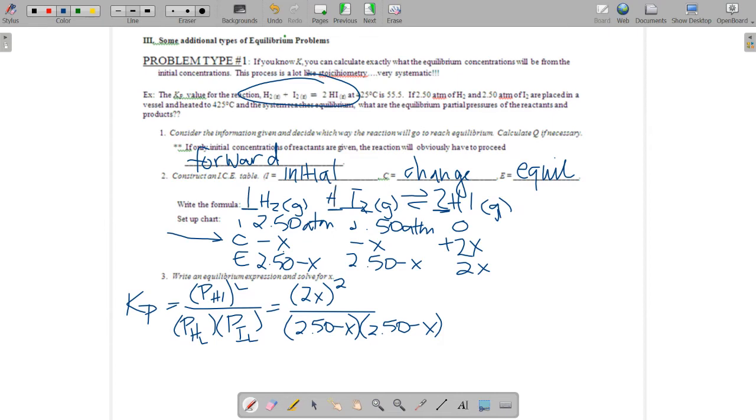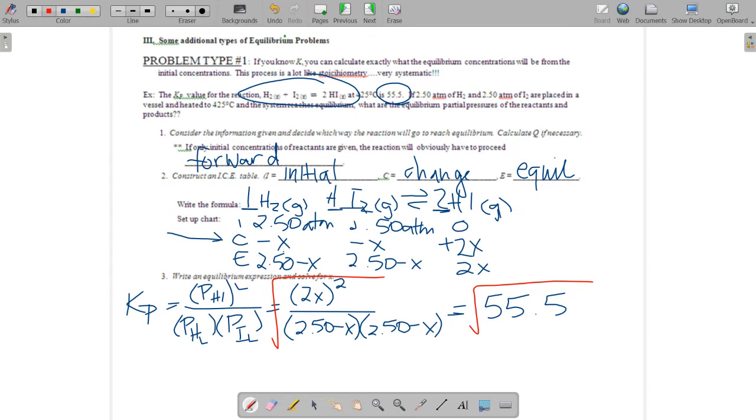What you're going to find that's really awesome is that the top part and the bottom part are both perfect squares. It doesn't always happen like that. I'll show you a version where it doesn't, but in this case, it does happen that way, and that is really an awesome thing for us. We also know that the Kp, because it told it to us in the problem, is 55.5. So if we set that equal to 55.5, and take the square root of this side and the square root of this side, we can solve the problem.